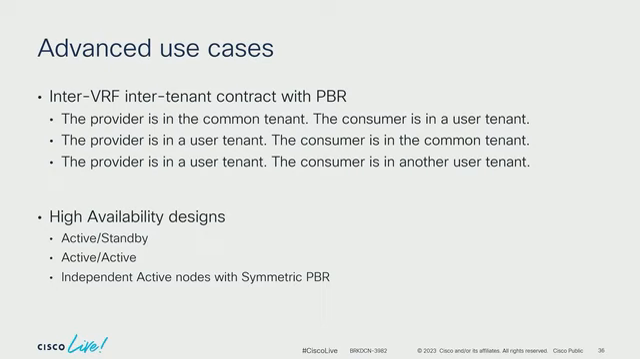So let's take a look at the advanced use cases. I'm going to talk about two use cases. First one is inter-tenant contract with PBR. This might be possible if, let's say, you have some shared external L3 out or shared services that is consumed by other different tenants. I'm going to use 3 examples. And then high availability design options, such as active standby firewall, active-active cluster, and independent active nodes with symmetric PBR.